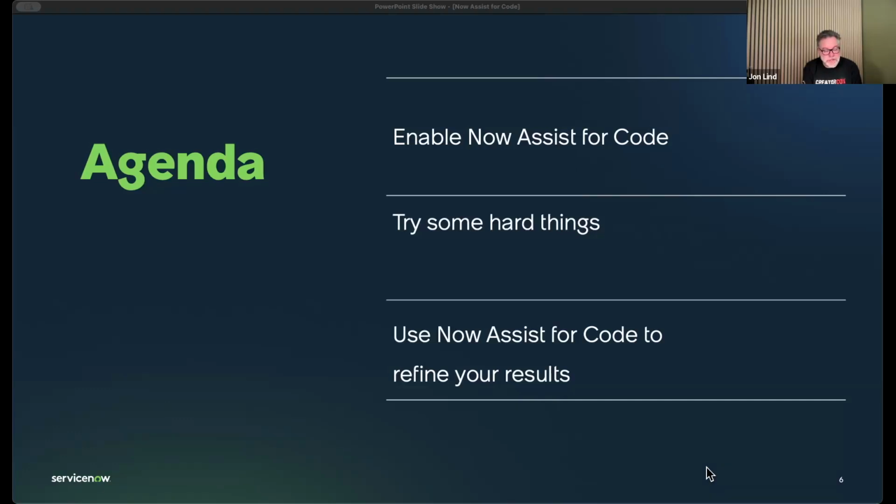The first thing we're going to cover shortly is how to enable Now Assist for Code, because I still have the problem where I log into my new instance and the feature's not there, and I have to Google around and search for how to turn it back on. So we'll cover that briefly, just to show you how to turn the tool on if you don't see it.